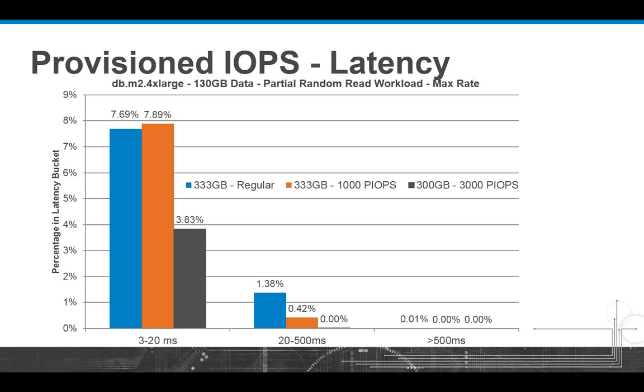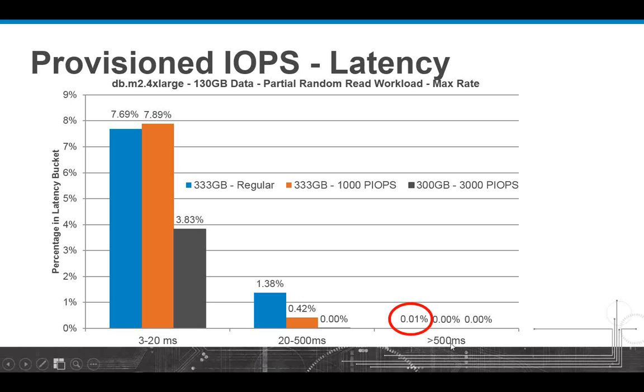Greater than 500 milliseconds is essentially a pretty bad experience for users. So in this particular chart, you can see that the standard storage and the provisioned IOPS storage perform roughly equivalent latency for a percentage of transactions in the 3 to 20 millisecond bucket. When it comes to higher latencies, you can see that provisioned IOPS performs substantially better. So the performance is very consistent, not as variable as a standard instance.